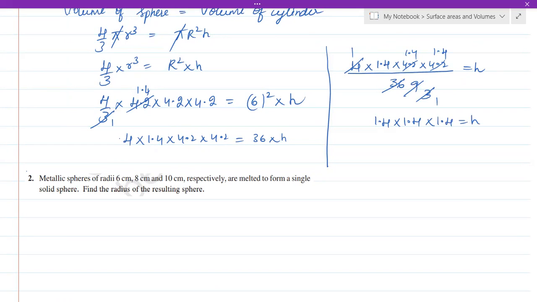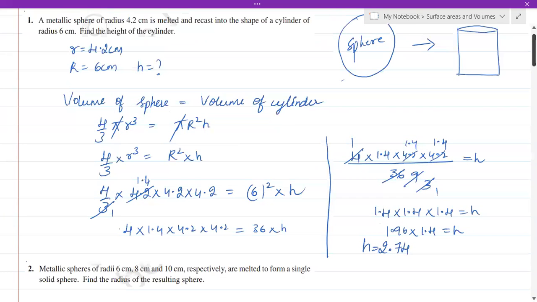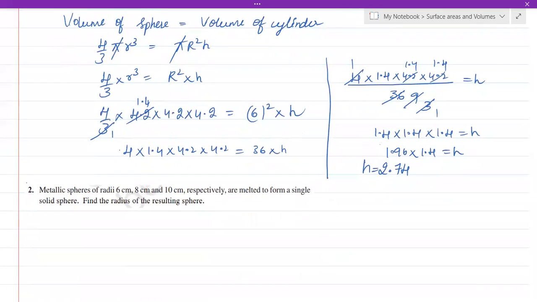If you multiply all this, 1.4 into 1.4 is 1.96. So 1.96 into 1.4, let's multiply. That becomes 2.744. So the height is approximately 2.74. The units are given in centimeter, therefore this will also be in centimeter. So the height of the cylinder will be 2.74 centimeter.